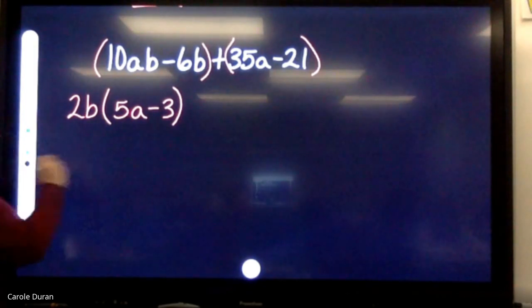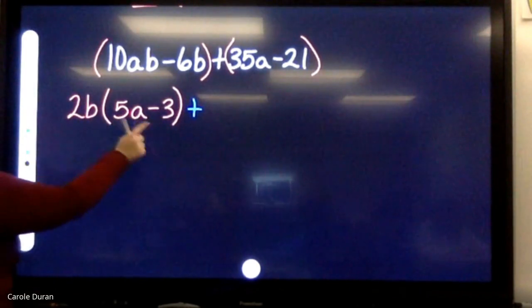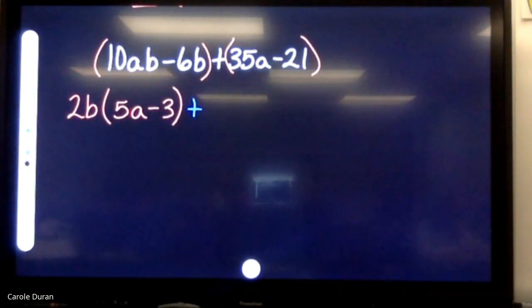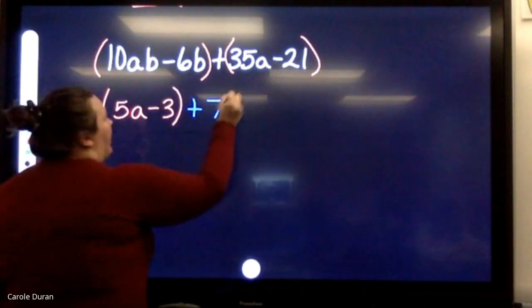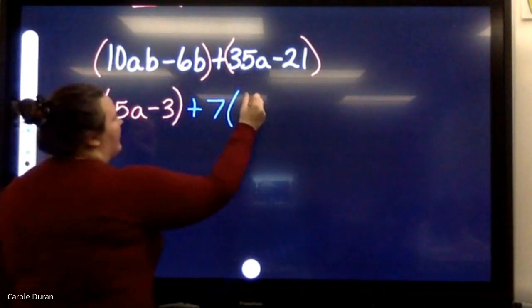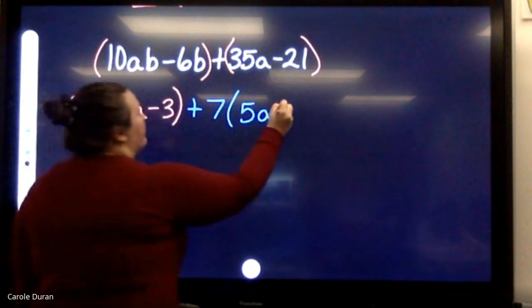Okay, so now I do the next one. My goal is to make that parentheses also end up with a 5A minus 3 in it. So looking just at that first term, what can I take out to make that equal a 5A? A 7. It just so happens that when I take a 7 out of this, it's also going to work. So I take 7 out. 35 divided by 7 is 5A. Negative 21 divided by 7 is negative 3.